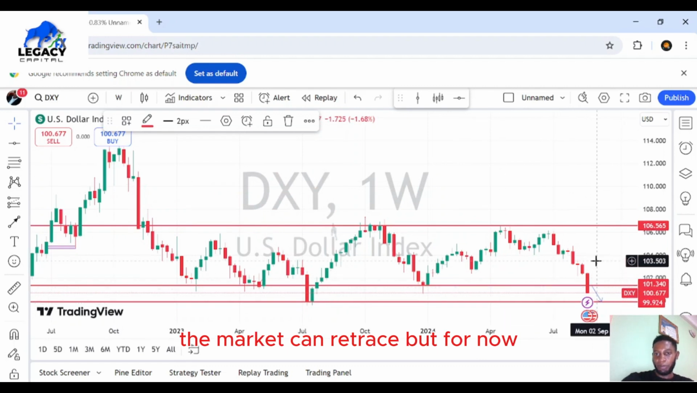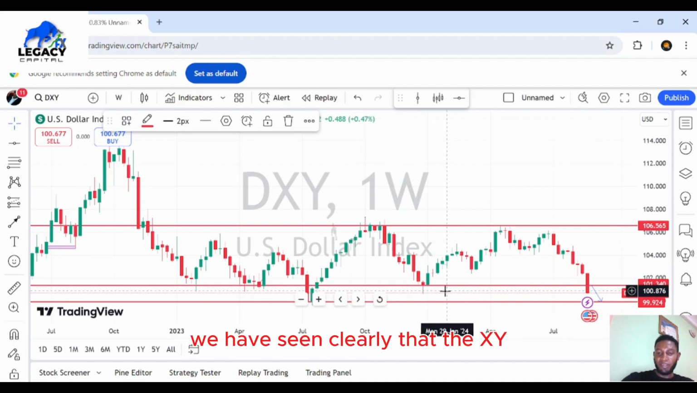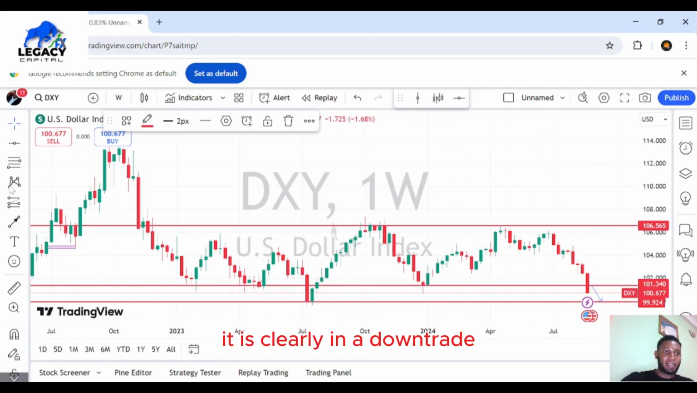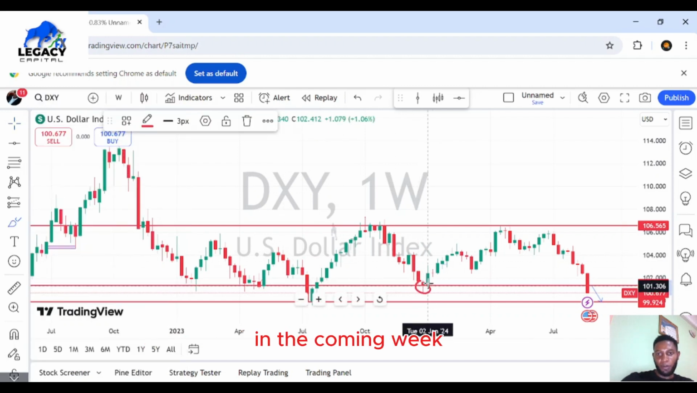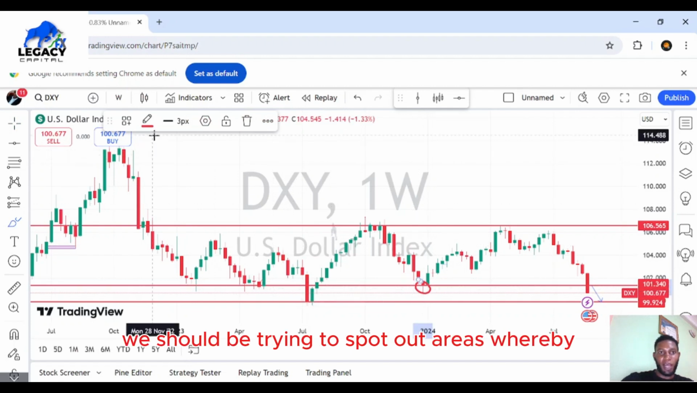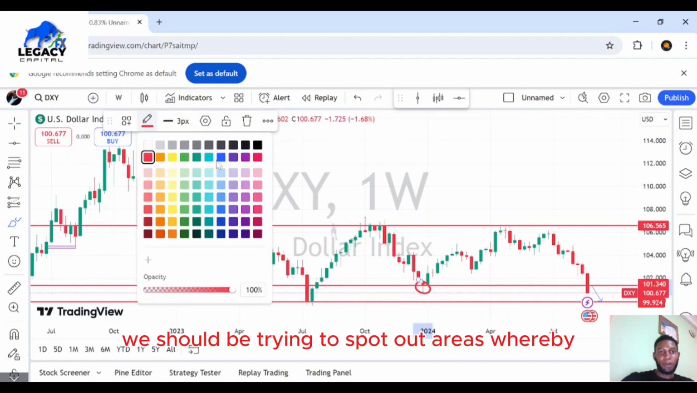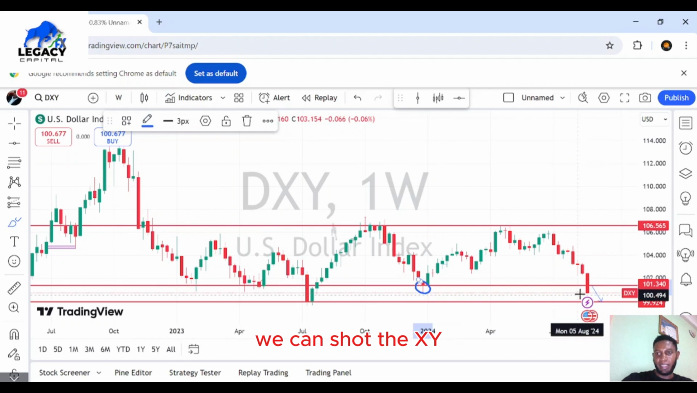The market can retrace, but for now we have seen clearly that the DXY, since it took out this zone, is clearly in a downtrend. The only thing we should be looking at in the coming week is trying to spot areas whereby we can short the DXY.